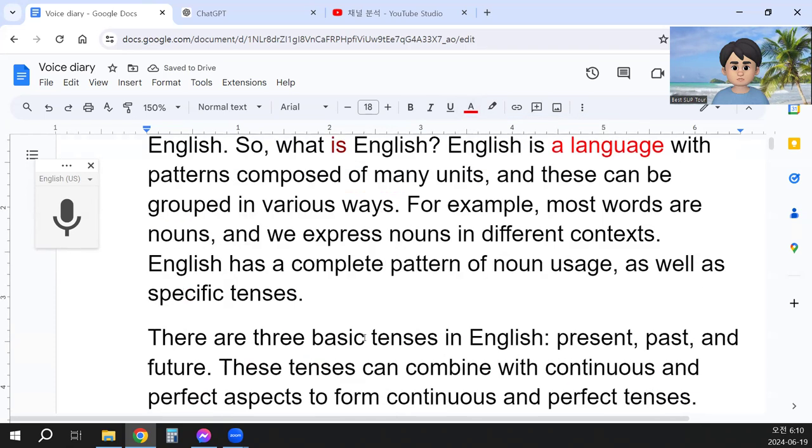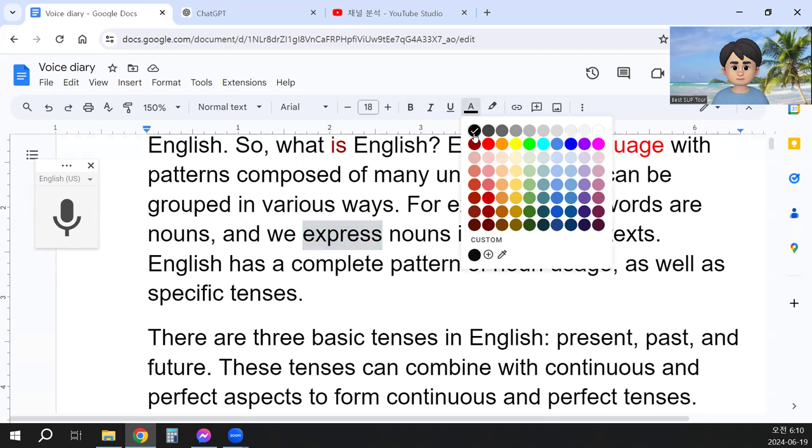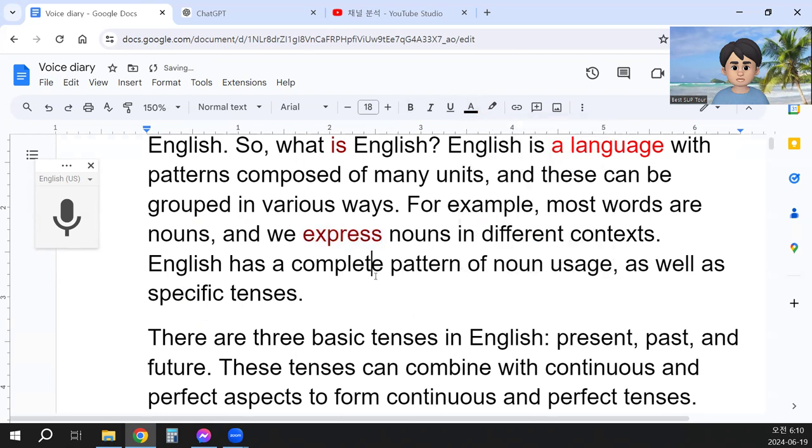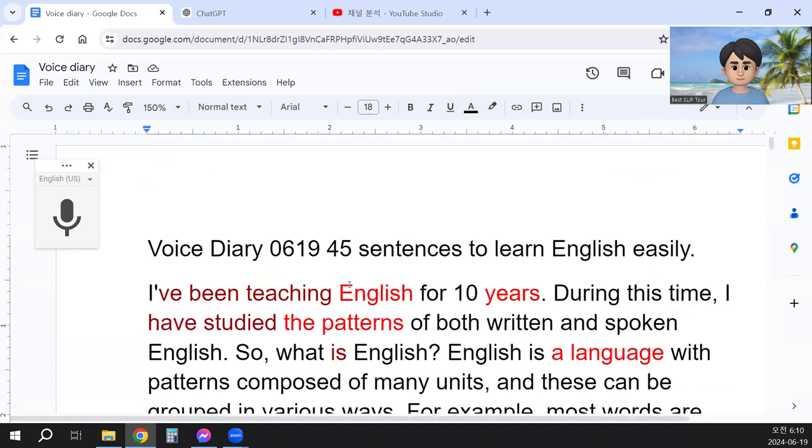And then there are 12 tenses. We understand this is the present tense, and in fact, we say that tense. By doing that, we understand how to use tense with some verb, and then in grammar, that is a very important one. And also about now.